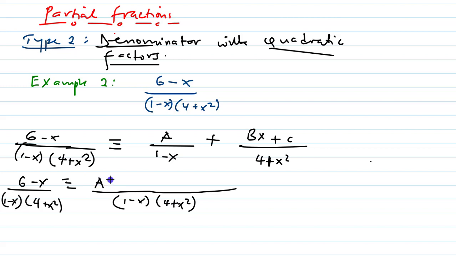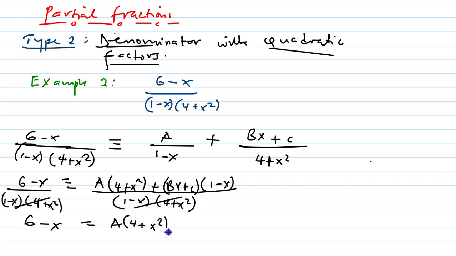So I have A times (4 plus x squared) plus (bx plus c), all this multiplied by (1 minus x). So this denominator and this cancel out. I have 6 minus x equals A into (4 plus x squared) plus (bx plus c) into (1 minus x). That's good. So let me choose some nice value of x here.